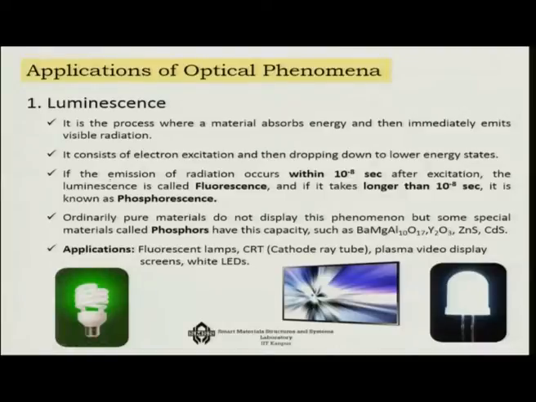If this emission of radiation occurs, this entire phenomenon is what we call luminescence. If it occurs within 10 raised to the power minus 8 second after excitation, then the luminescence is called fluorescence, and if it takes longer than 10 to the power minus 8 second, then it is called phosphorescence. Ordinarily, pure materials do not display this phenomenon, but some special materials called phosphors have this capacity. For example, yttria, ZnS, cadmium sulfide, and a very complex one which contains barium, magnesium, aluminum, oxygen, etc.